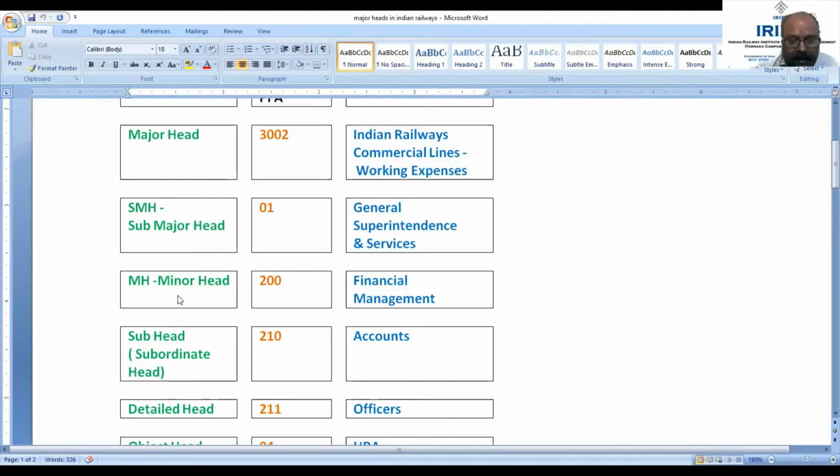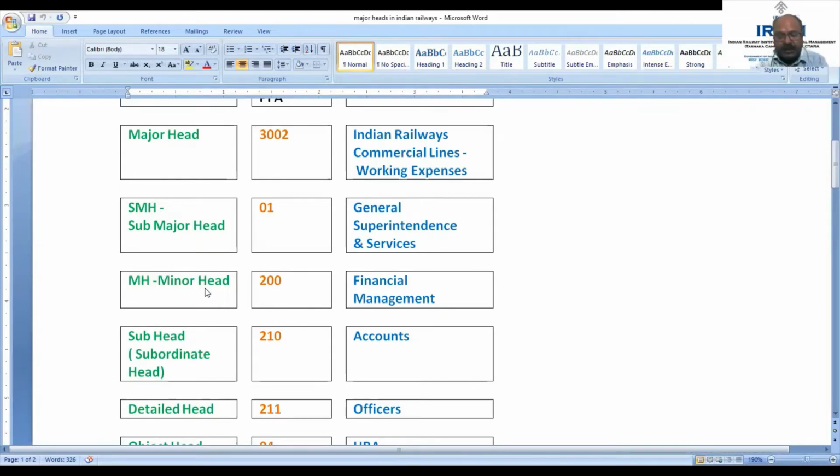After this minor head, again this is the major activity. Suppose in a particular demand, minor head is the broad activity. Again in the minor activity, this is split into a maximum of 9 subheads. For example, 210, 220, 230, 240, like that up to 290. This is also called subordinate head or subhead. Budget grant is distributed up to subhead level, not detailed head.